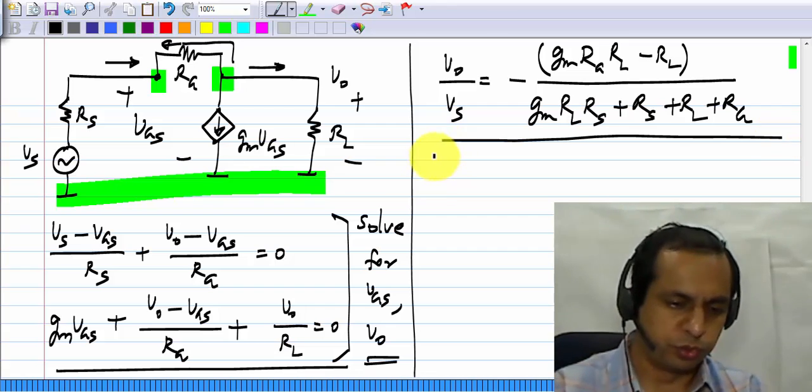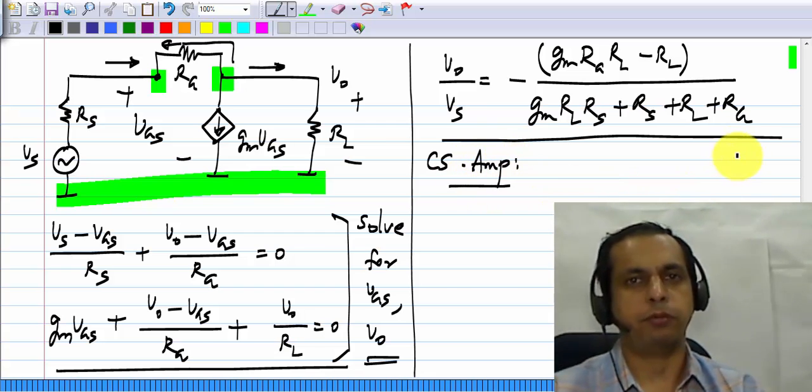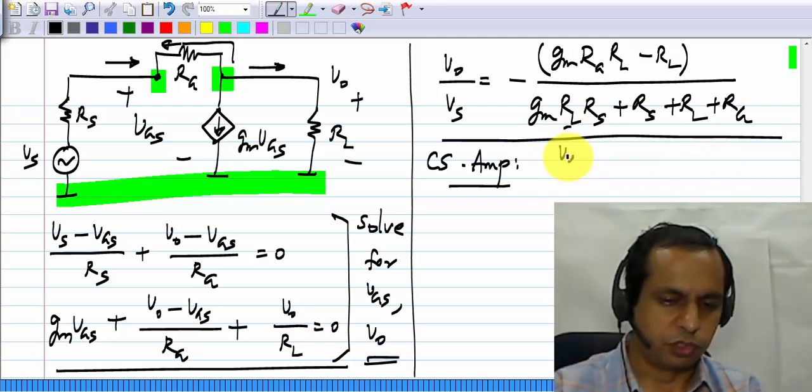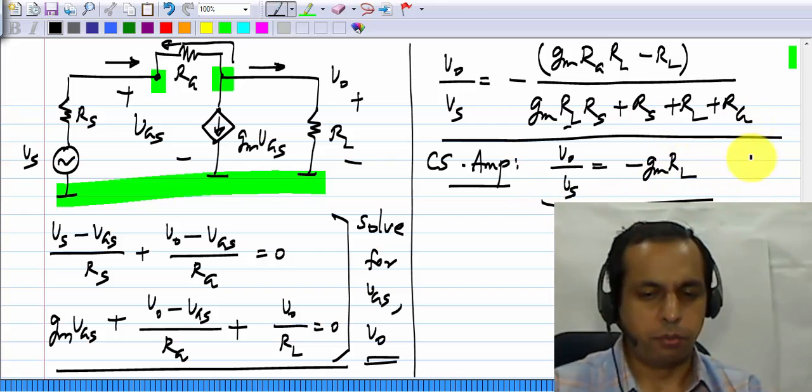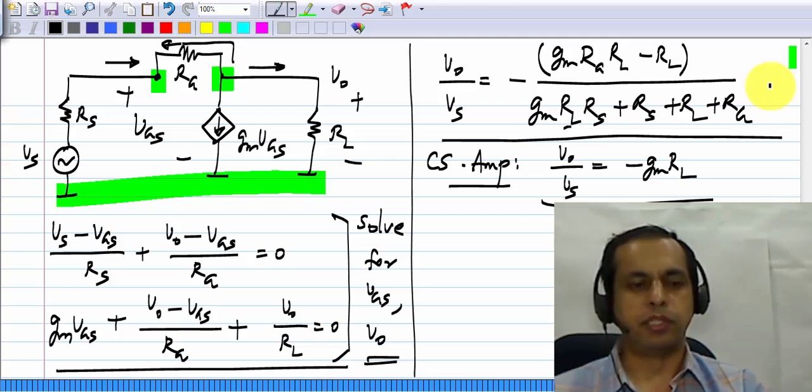Remember, for a common source amplifier, the very basic version of the common source amplifier without any extra components, what should be V0 by Vs? It should be minus GM RL. Now we have a somewhat different expression, but let's see what that means.